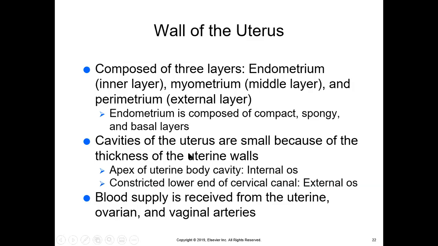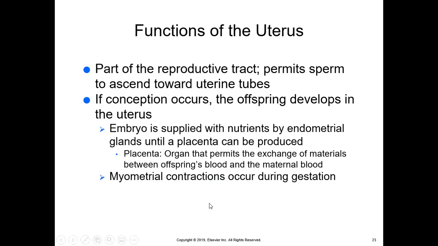So the cavity of the uterus is small because of the thickness of the uterine walls. When we looked at the uterus, we saw that the cavity, the empty space on the inside, is small until it needs to expand. It has a great capacity to expand. Okay. Blood supply is received from the uterine, ovarian, and vaginal arteries.